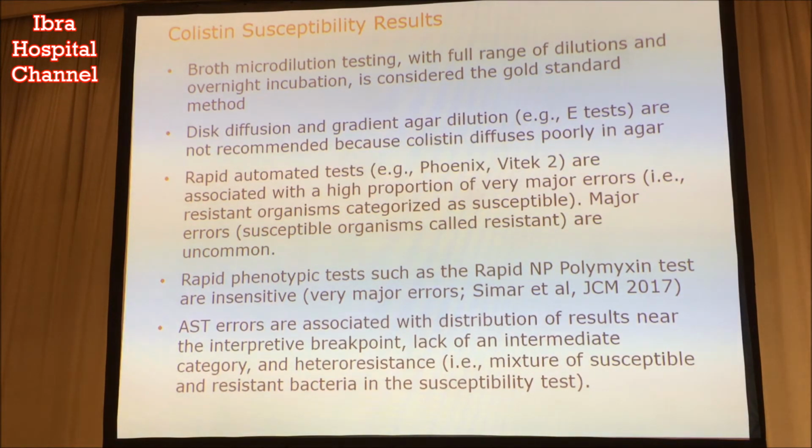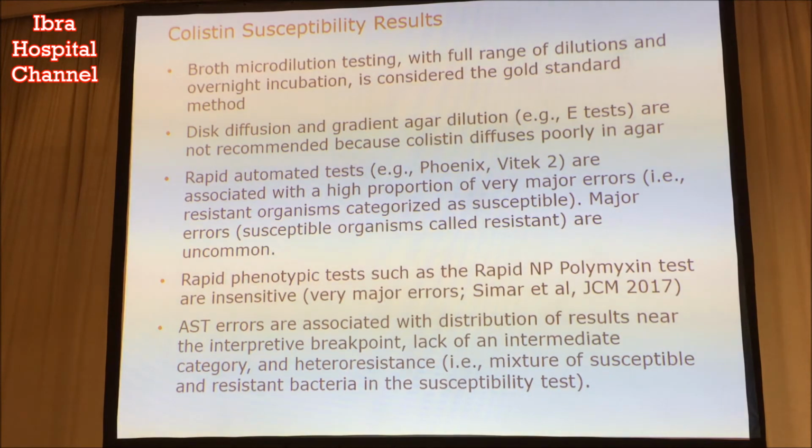Broth microdilution is considered the gold standard for susceptibility testing. Rarely do laboratories perform broth microdilution tests. It has to be with a full dilution panel of antibiotics under very tightly controlled conditions. If you did diffusion or gradient tests, again, because colistin doesn't migrate through the agar, those are invalid, so you can't do those types of tests.